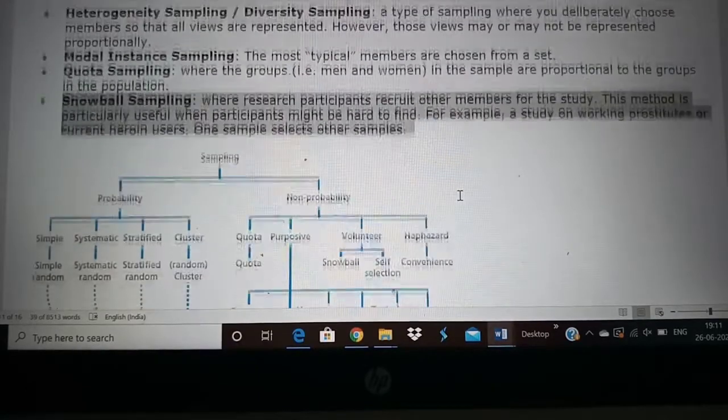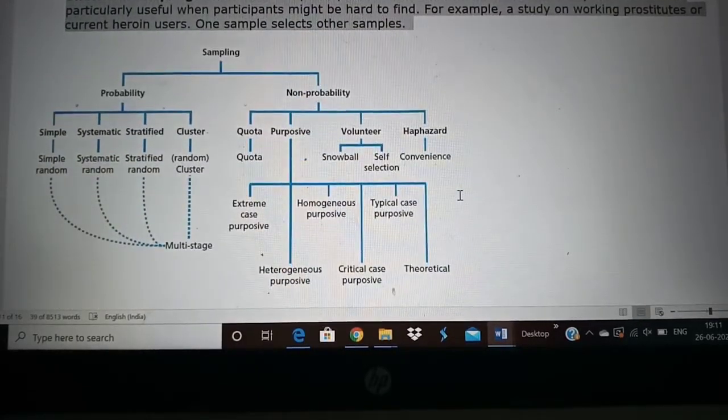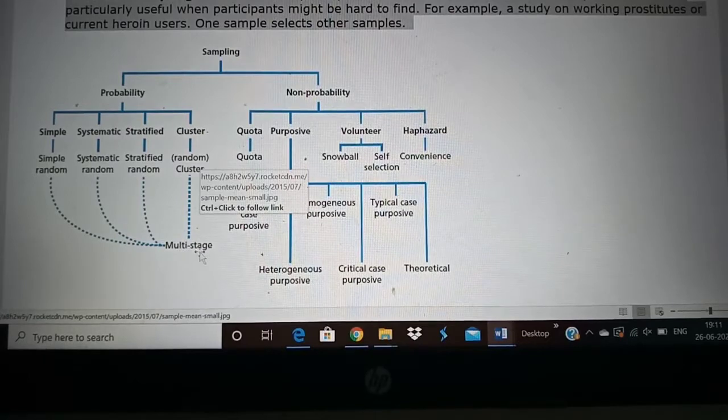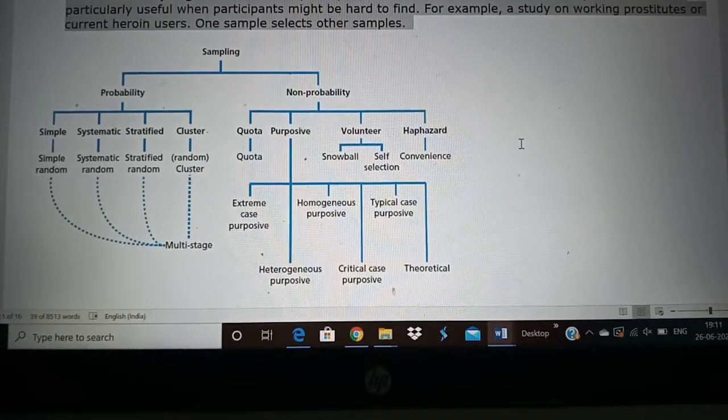Hope you understood these different types of sampling. Here is a pictorial representation. If they ask sampling or types of sampling for a 10-mark question, then you can draw this diagram. Sampling has 2 types: probability sampling and non-probability sampling. In probability sampling there are 4 types: simple random sampling, systematic random sampling, stratified random sampling, cluster random sampling, and all these together form multi-stage sampling.